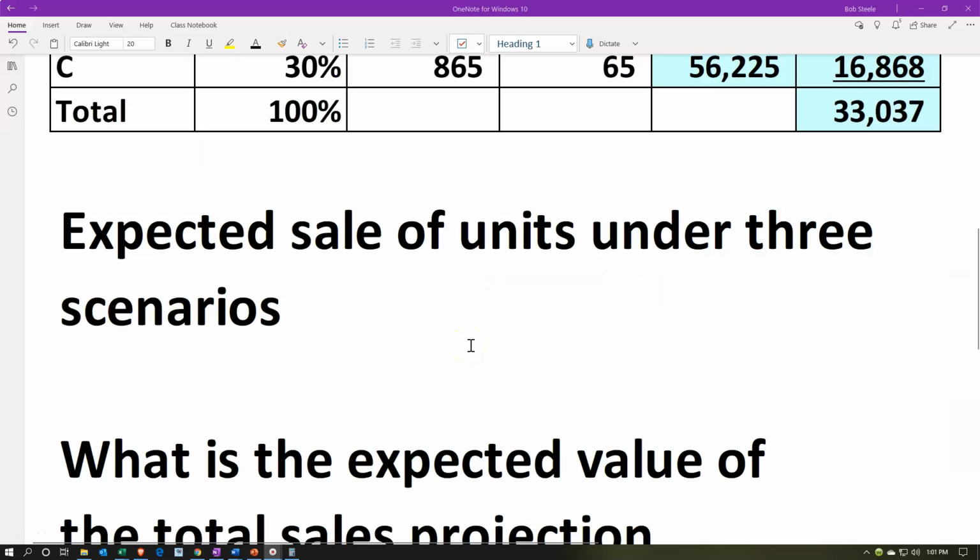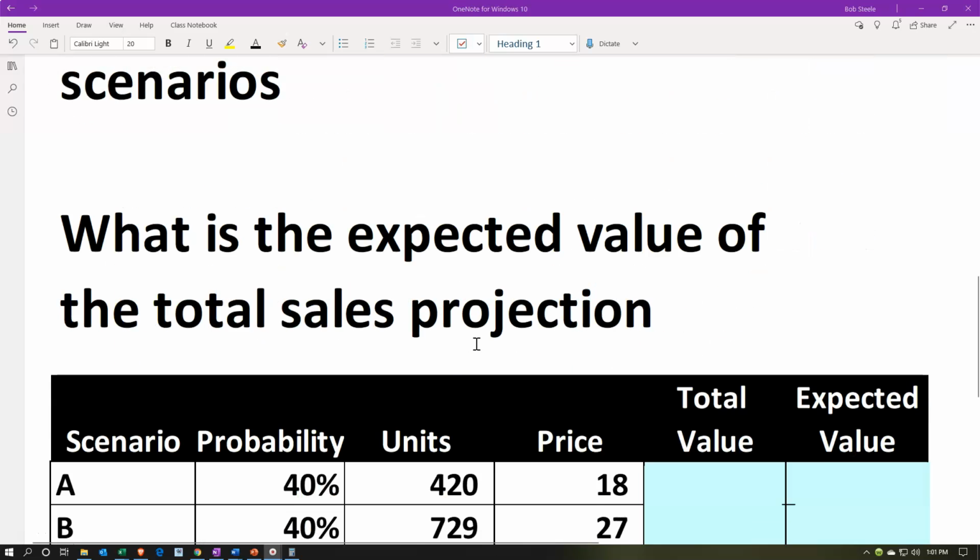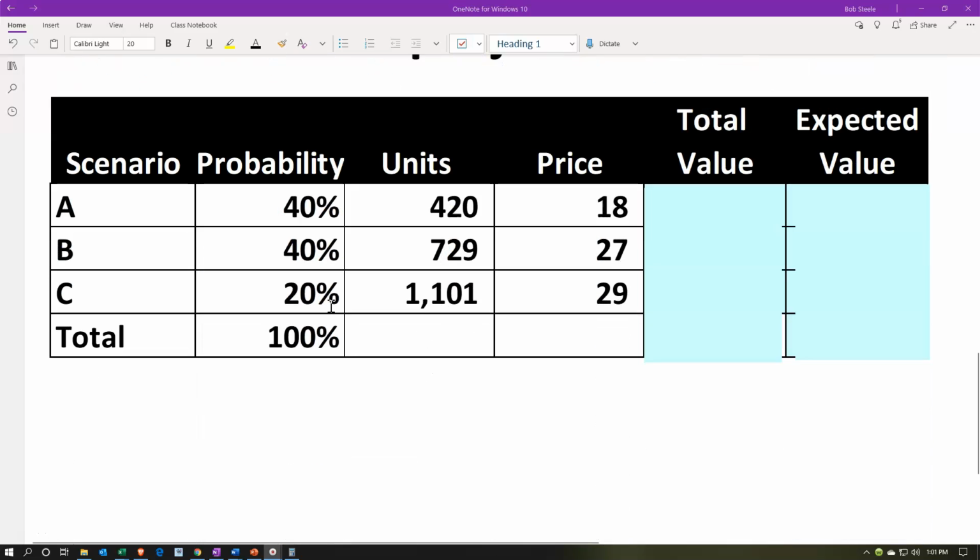So we have the expected sales of units under 3 scenarios. Now we have the 3 scenarios, and let's just do the calculation another time with some different numbers here. So we've got A, B, and C. Now we've got the units and the price for scenario A that could happen, scenario B, units and price, scenario C that could happen. And we're going to then look at the probability of those 3 things happening in an attempt to come up with an estimated sales number in a way that could be useful for us to make a projection into the future, that being the probability of 40, 40, 20.